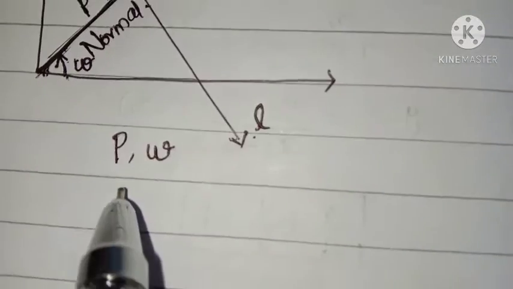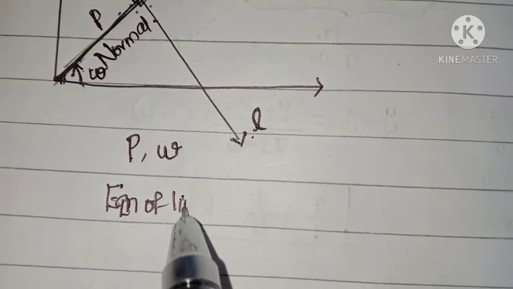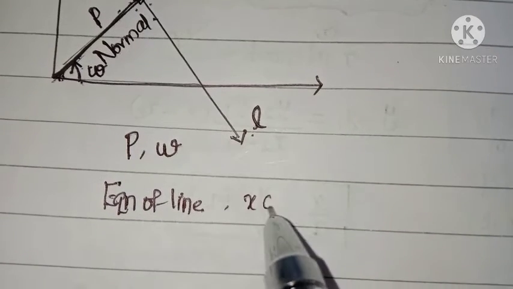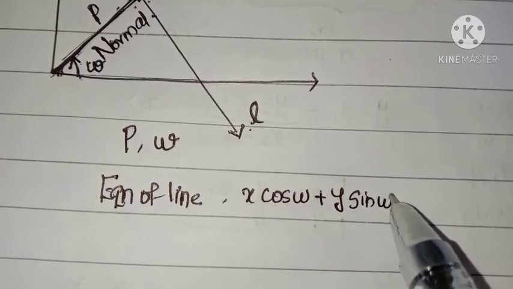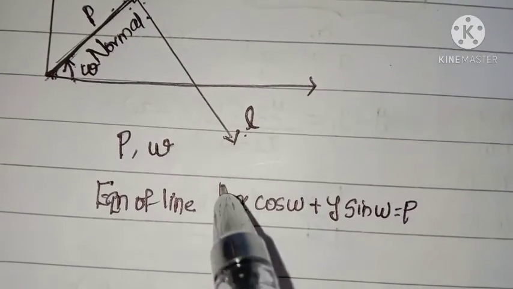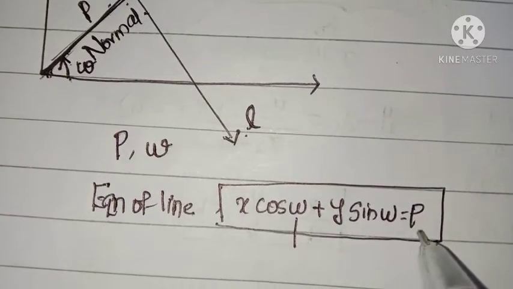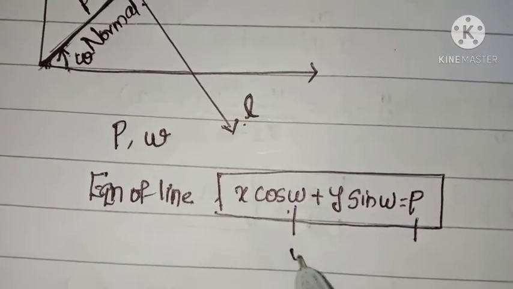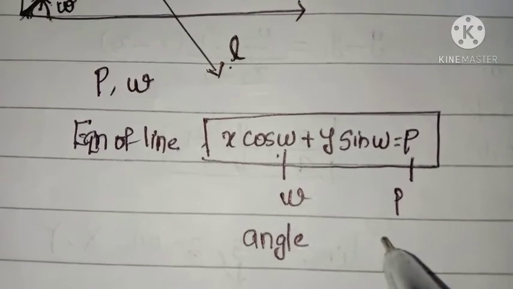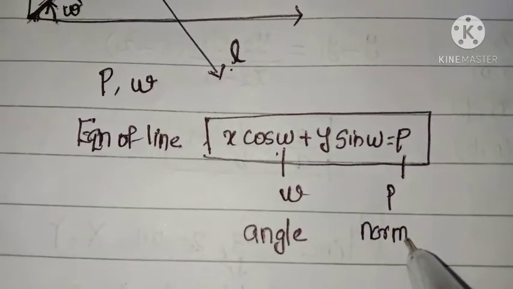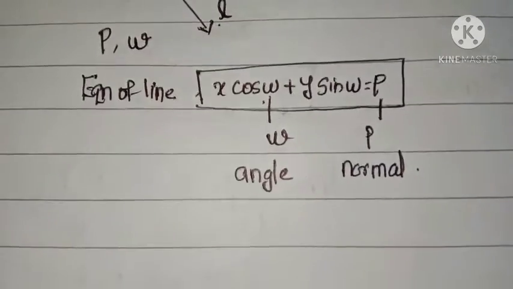So using these two letters we can define the equation of a straight line in normal form, that is x cos omega plus y sin omega is equal to P. To write the normal form we need to know these two terms, omega and P. Omega is the angle and P is the normal. Normal means the length of the perpendicular from the origin to the line.